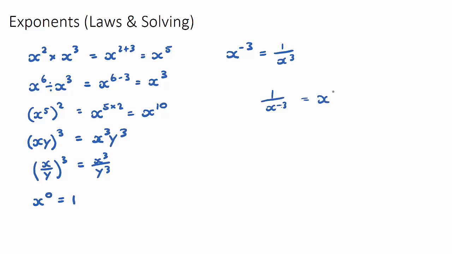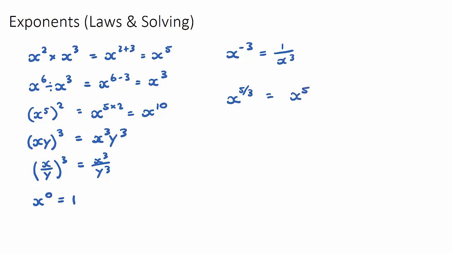This would actually just be x to the 3. So hopefully you can see the link there. And the last one I want to go through is if you have a fractional power. So if you have x to the power of, let's say, 5 on 3, the top number of the fraction, the numerator, stays on top of the x. So it will be x to the power of 5.